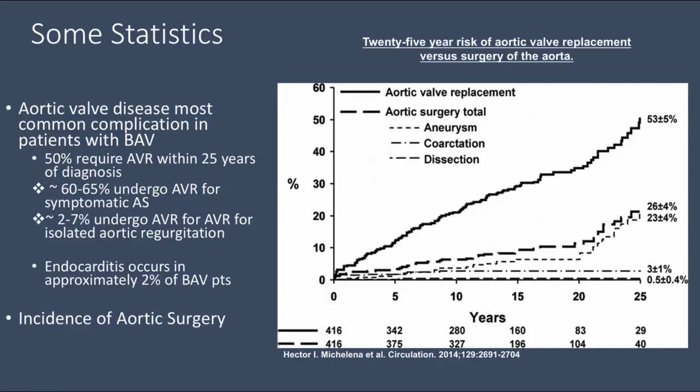So as you can see from this curve, over 25% of individuals will require aortic surgery within 25 years of diagnosis. The most common cause is aortic aneurysm. A rare but coarctations also happen, about 3%. And then, of course, the most fatal consequence, aortic dissections, also occur.